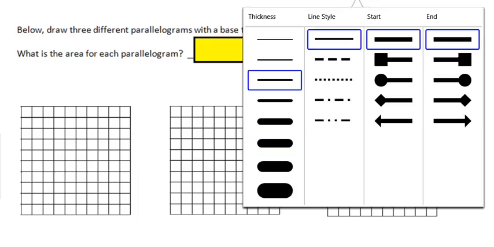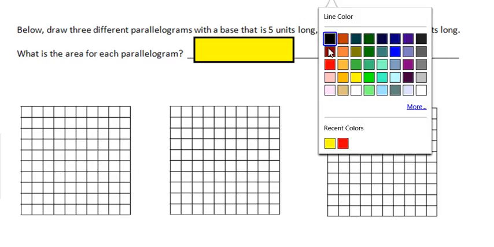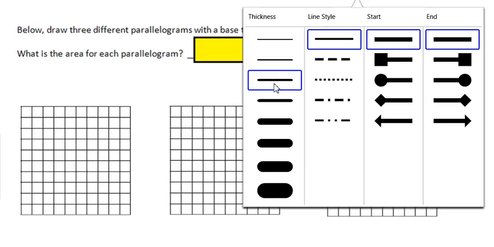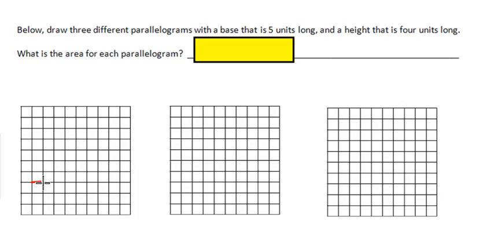And so here we go, I'm going to try to use red so it pops out. So the base has to be 5. So 1, 2, 3, 4, 5. And my height is 4. 1, 2, 3, 4. And this is my other base. That's 5 across. And 1, 2, 3, 4. So that's my first parallelogram. Yours could be different. There's many correct answers, but this has a base of 5 and a height of 4.